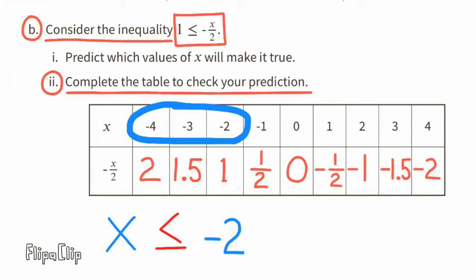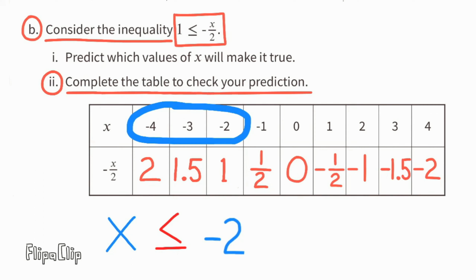Let's do the same thing for negative 3. Underneath the negative 3 is a 1.5. 1 is less than or equal to 1.5, and that's true. Look underneath the negative 2 in the chart. There's a 1. 1 is less than or equal to 1, and that's also true.